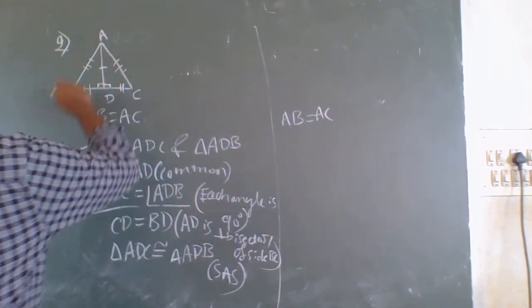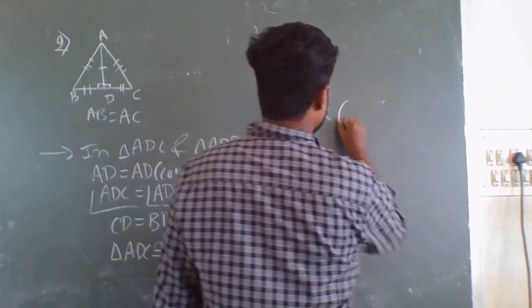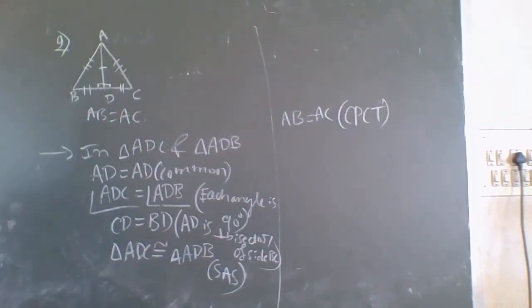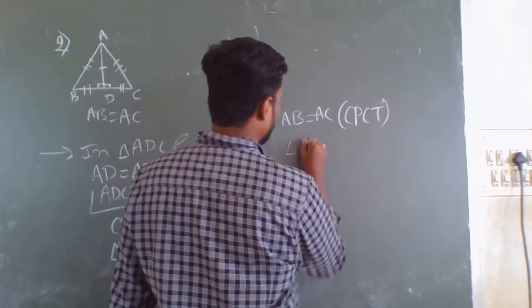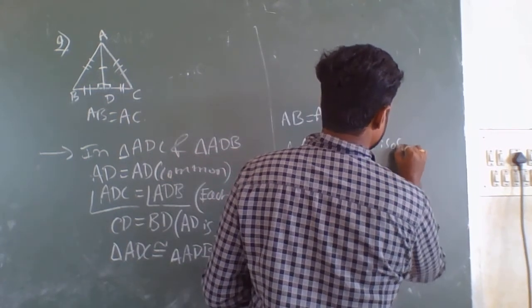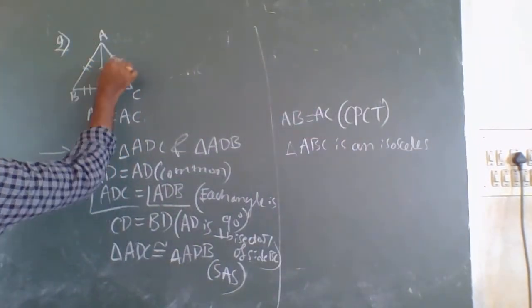Why is AB equal to AC? Here I will write because of CPCT, corresponding parts of congruent triangles. Therefore, now we can write triangle ABC is an isosceles triangle, because here AB is equal to AC.